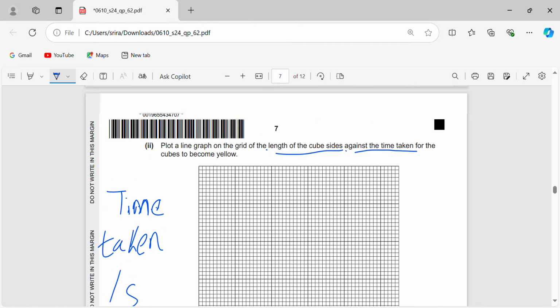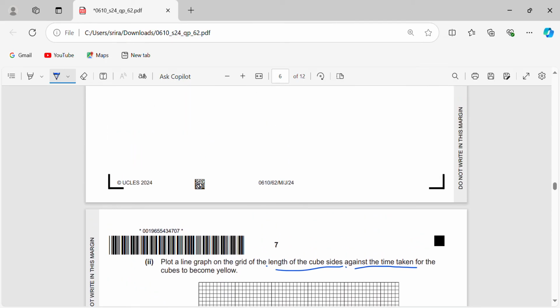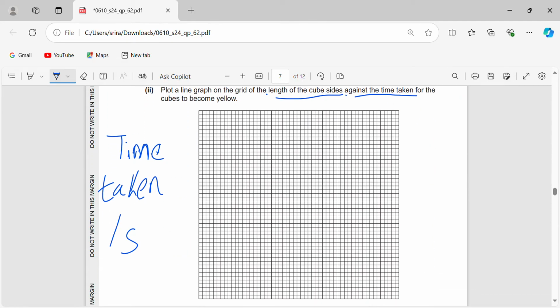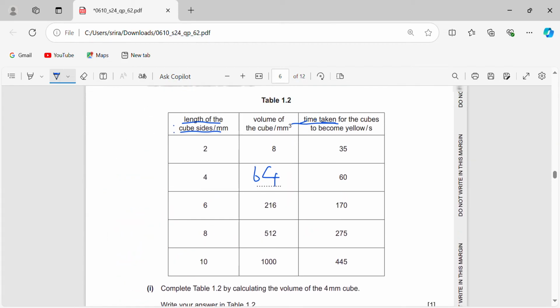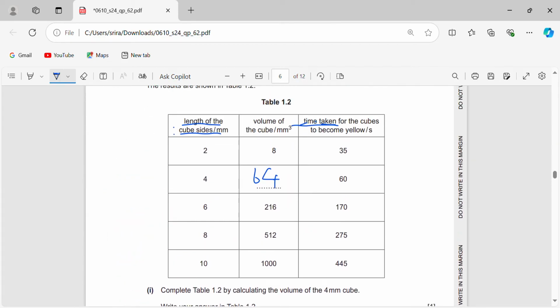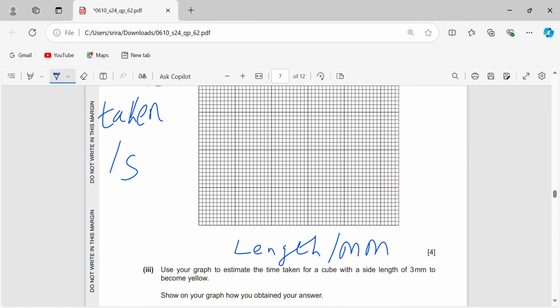Now we need to give it a good scale, and always, guys, just to be safe, take a scale that will fit 3/4 of the axis. Some say half, some say 3/4. But to be safe, always try to take an axis that fills at least 3/4 of the grid in both directions. So here, the length of the cube sides, we can just take it as 2, 4, 6, 8, 10. It's increasing evenly, and it fits perfectly. Let's just write that right here.